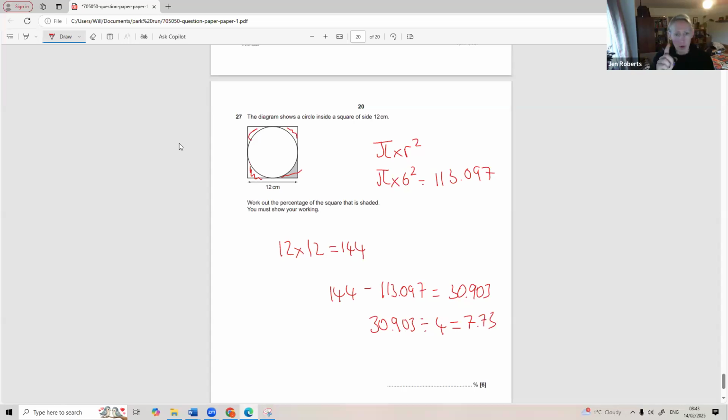So that's the area that's shaded, but I want that as a percentage of the square. I always think first, what fraction of the square has been shaded? It's 7.73 out of 144. What's that as a decimal? Let's just divide it. 7.73 divided by 144 is 0.053 and so on. Times it by 100. Well, I've got 5.4% here. I'm just looking at the mark scheme. They will give you anything from 5.36 to 5.4.